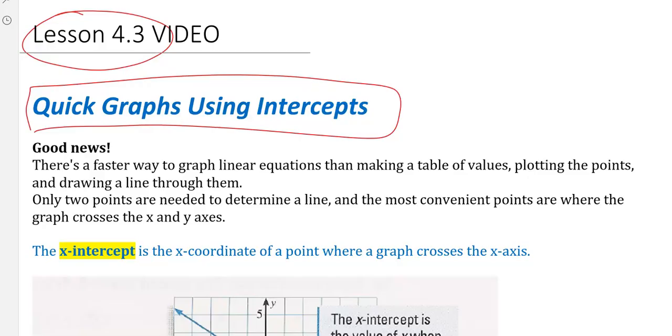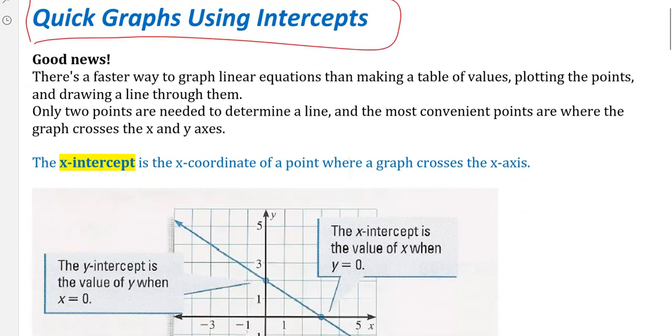So, want to hear some good news? The good news is there's a faster way to graph linear equations than making a whole table of values, plotting the points from the table, and then drawing a line through those points. Only 2 points are needed to determine a line, and the most convenient points are where the graph crosses the x and the y axes.